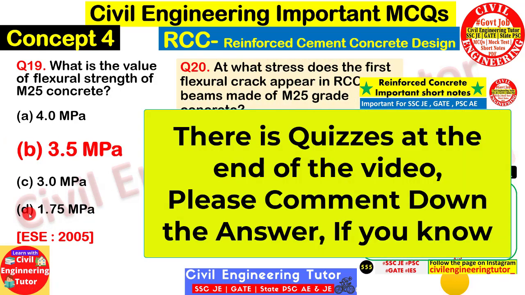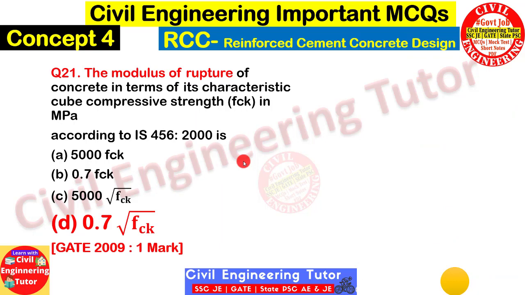Moving towards the next question, the same type of question but asked differently: at what stress does the first flexural crack appear in an RCC beam made of M25 grade of concrete? First flexural crack appears, that means the beam has failed in flexural tension. So the correct answer will obviously be the flexural strength of that beam. For M25 grade, flexural strength is 3.5 megapascal. Moving towards the next question, they have asked about the expression of flexural strength, simply 0.7 root over FCK.